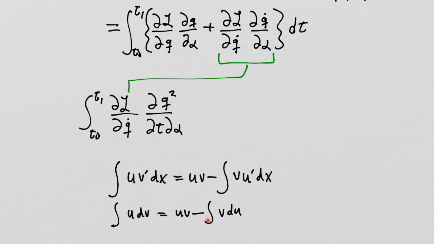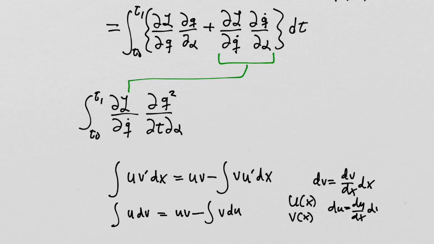And just as a quick reminder, I've written down two different ways of remembering this. This is the one I learned in high school: the integral of a function u times the differential of a function v is the product of the functions uv minus the integral of the function v times the differential of u. Now implied in all this is that u is a function of x and v is a function of x, and dv is dv dx dx, and du is du dx dx. And that's this version here. The integral of u times the derivative of v dx is uv minus the integral of v times the derivative of u dx. It's all the same. So we're going to apply that to this.